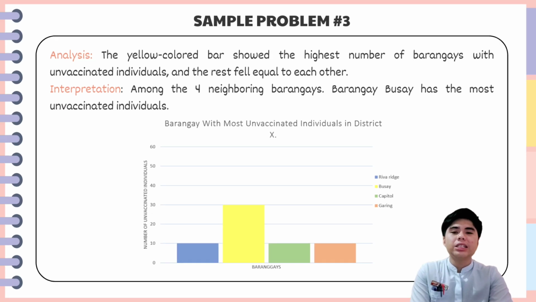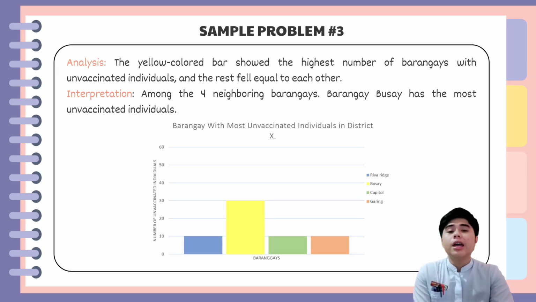Next is the analysis for this sample problem. The yellow colored bar showed the highest number of unvaccinated individuals among the barangays, and the rest fell equal to each other, which indicates that there were still people who were unvaccinated in those areas, even though there is an ongoing COVID-19 vaccination. And then the interpretation is that among the 4 neighboring barangays, Nurse Anna was able to find that Barangay Busay has the most unvaccinated individuals, garnering 30 people who were still unvaccinated. So that is all for my report.